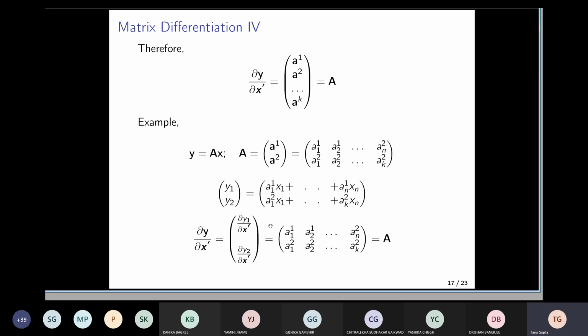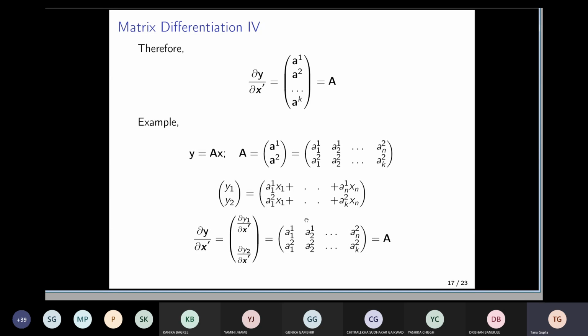Okay. So now what I have to do is differentiate this system of equations. I'm trying to find del y by del x prime. So del y1 over del x prime and del y2 over del x prime, because y is a column vector. The elements will be in column form, and it is x prime. So the partial derivative with each element of x will be stacked in a row form.